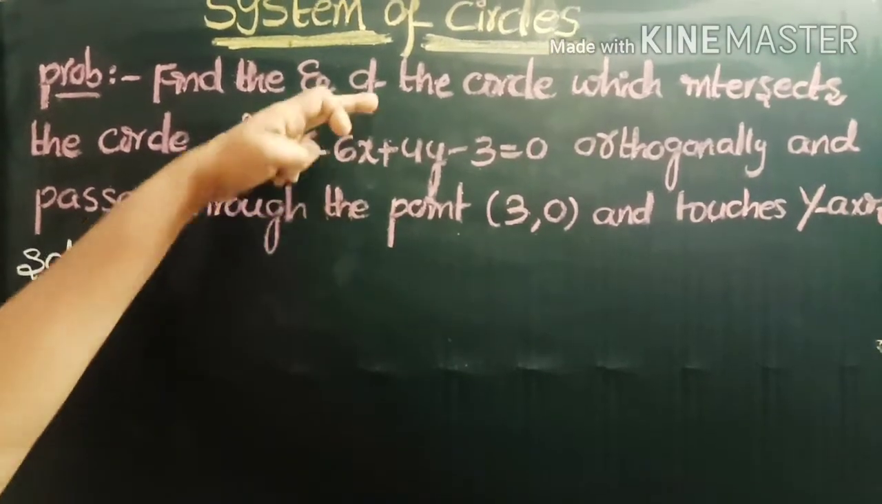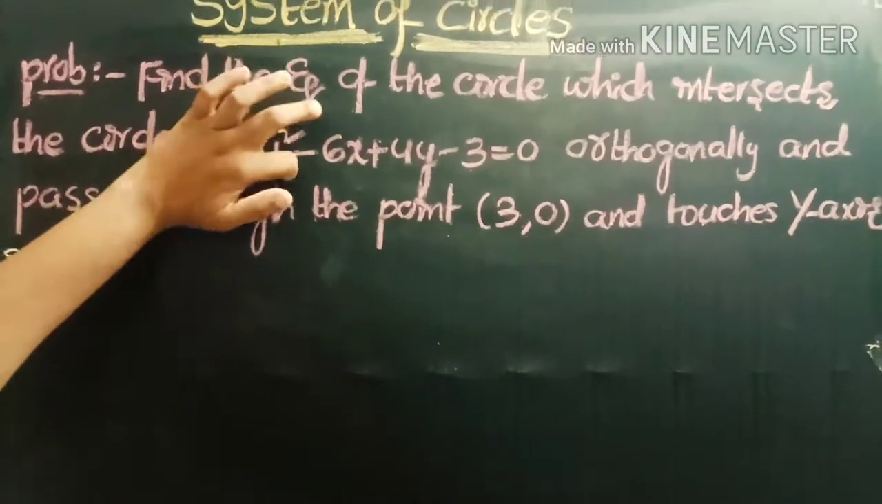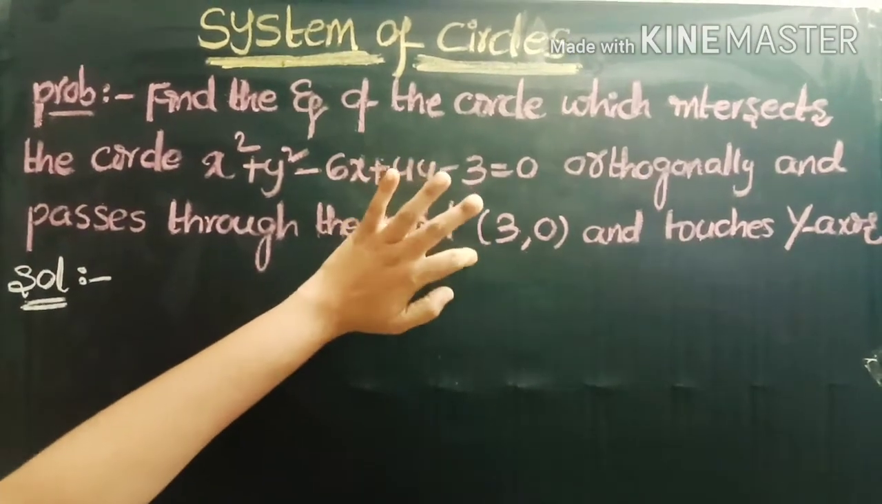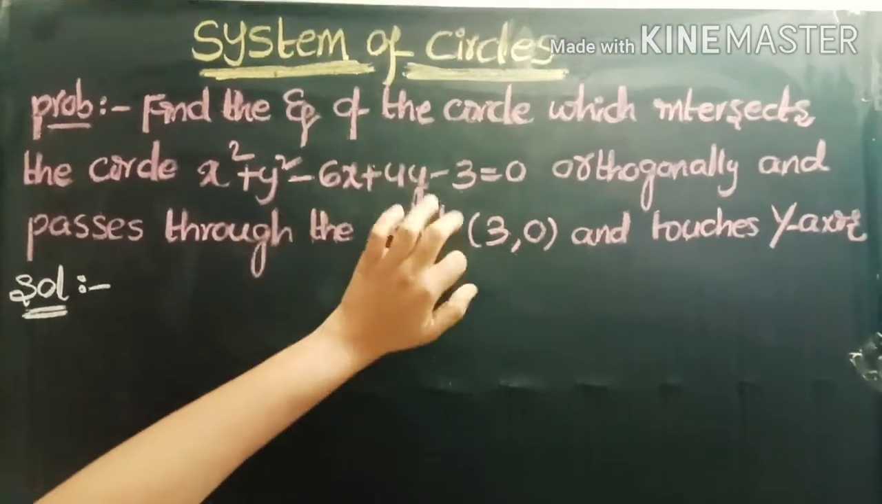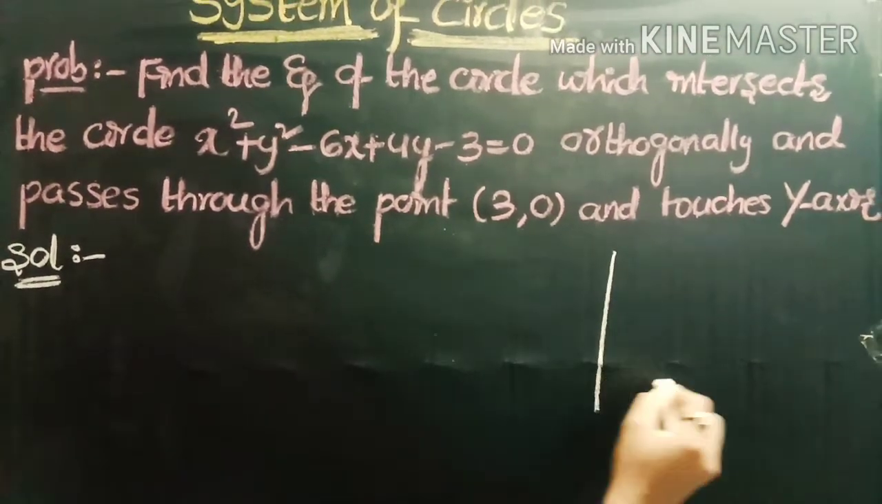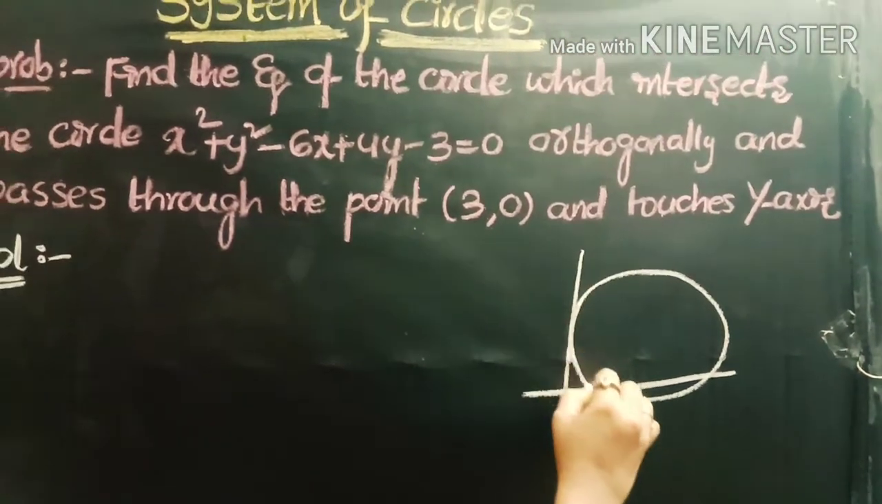The given condition is that the circle intersects the given circle orthogonally, so we apply the orthogonal condition here. It passes through the point (3, 0), which means we replace this point in the circle equation. And it touches the y-axis.